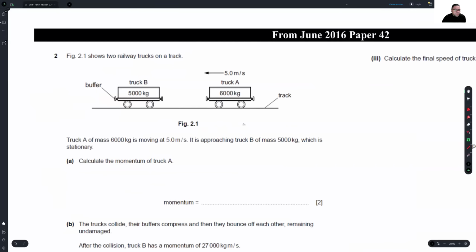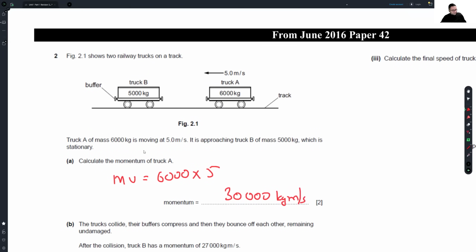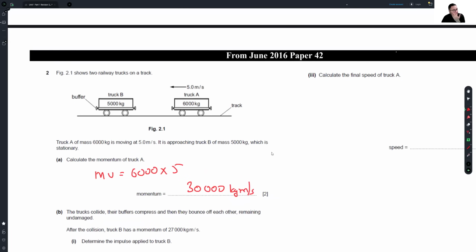First one is nice. You have two railway trucks on a track. Truck A is 6,000 kilograms. B is 5,000 kilograms. This is moving at 5 meters per second. This is stationary. What is the momentum of truck A? This one's easy, mass times velocity, which is 6,000 times 5. 30,000 kilogram meters per second. The unit of momentum is kilogram meters per second because it's mass times velocity. So kilogram is mass, meters per second is velocity.